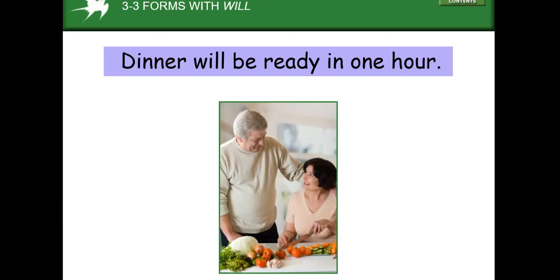Next, forms with will. Now we're going to talk about will, okay? Remember, we're talking about be going to construct sentences in future, and also we are going to study will, okay? Dinner will be ready in 1 hour. Dinner, okay? Dinner.